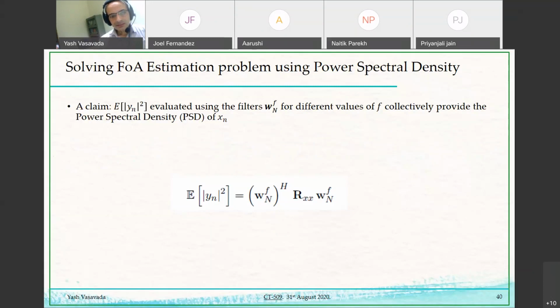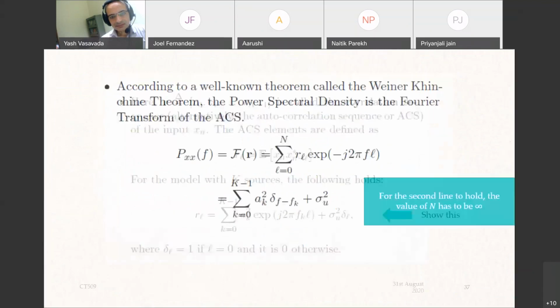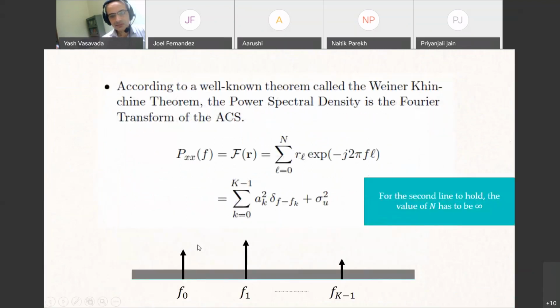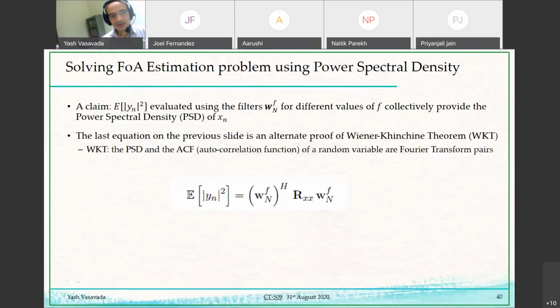Now remember that we said that the power spectral density looks like this. And so if I knew the power spectral density, I would be able to know what the frequencies of arrival are, because I'll just look at where the individual impulses are located. That will right away give me the location of the individual frequencies. And so the frequency of arrival problem can be solved by measuring the filter outputs.